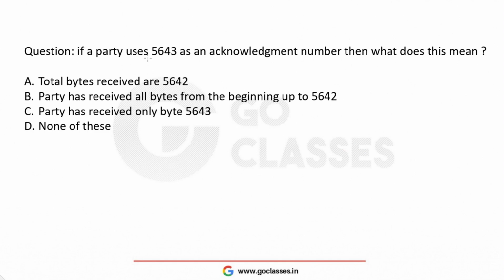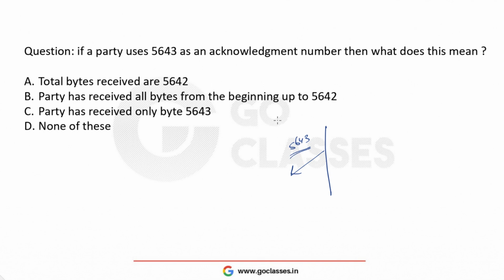Now let's solve this question. This question is saying, if a party uses 5643 as an acknowledgement number, what does this mean? Which means a receiver is saying that 5643 is my ACK number. Then what does this mean? That the total bytes received till now is 5642.